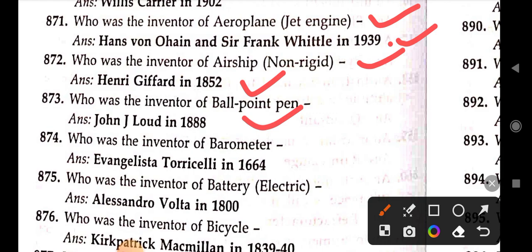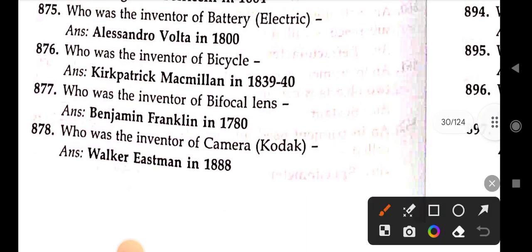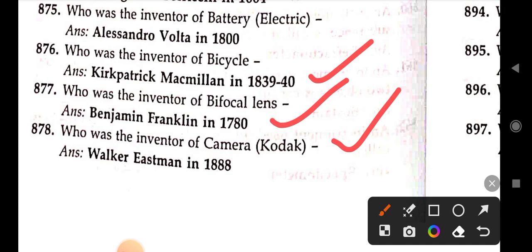Evangelista Torricelli in 1643. Who was the inventor of the electric battery? Alessandro Volta in 1800. Next, who was the inventor of the bicycle? Kirkpatrick Macmillan in 1839-40. Who was the inventor of the bifocal lens? Benjamin Franklin in 1780. Who was the inventor of the camera? George Eastman of Kodak in 1888.